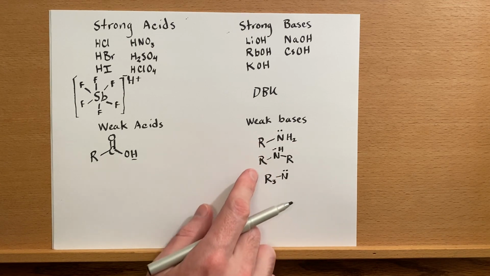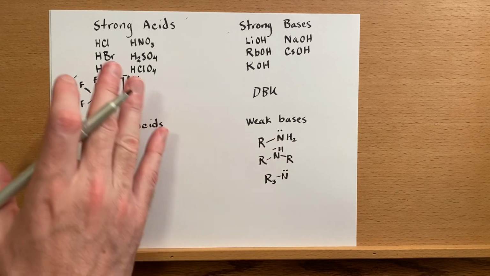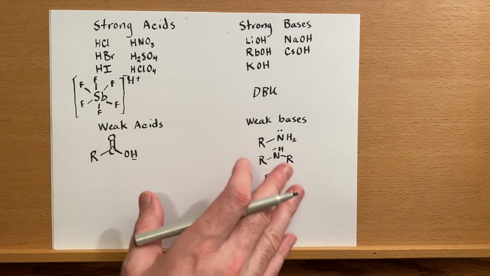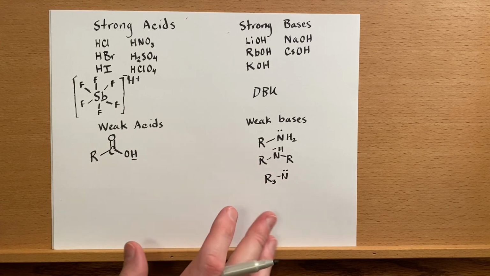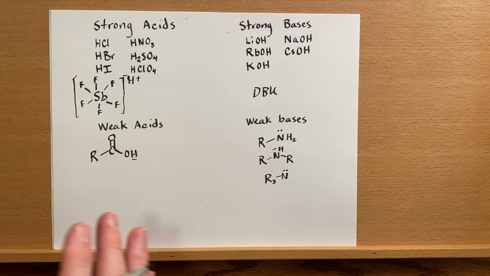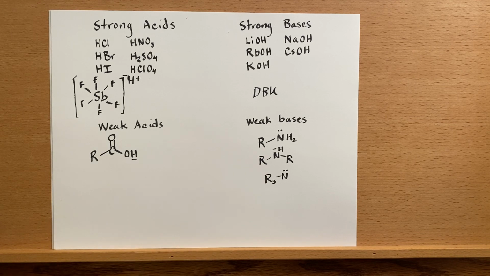So, this is just an idea of the strong acids, strong bases, weak acids, weak bases, and we're going to talk more on what makes an acid strong or weak and how electrons actually play a role in that.